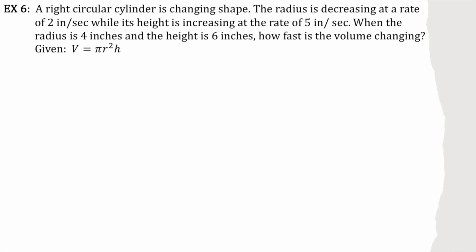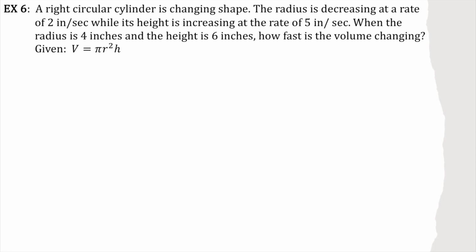Okay, we're going to go back to a more straightforward question, and then we're going to end with another bonus doozy question. Example 6, a right circular cylinder is changing shape. The radius is decreasing at a rate of 2 inches per second, while its height is increasing at a rate of 5 inches per second. When the radius is 4 inches and the height is 6 inches, how fast is the volume changing? And there's a formula. So that's our overview.